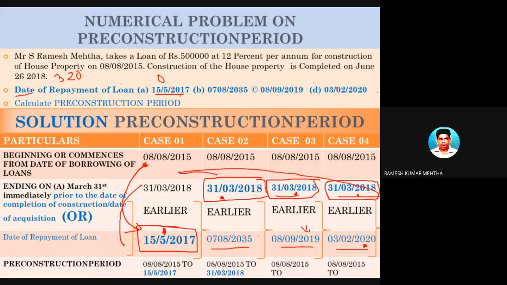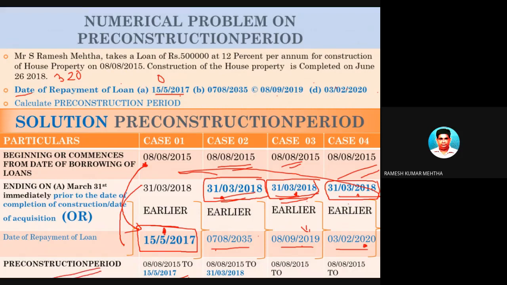This is called as the pre-construction period, which is 8th August 2015 to 15th May 2017. In the second case, 8th August 2015 to 31st March 2018. In the third case, it is 8th August 2015 to 31st March 2018. In the fourth case also it is 8th August 2015 to 31st March 2018. Now this is called as pre-construction period.